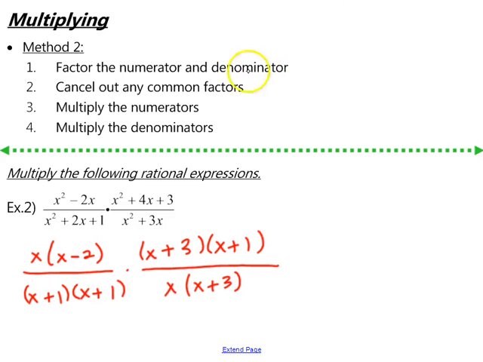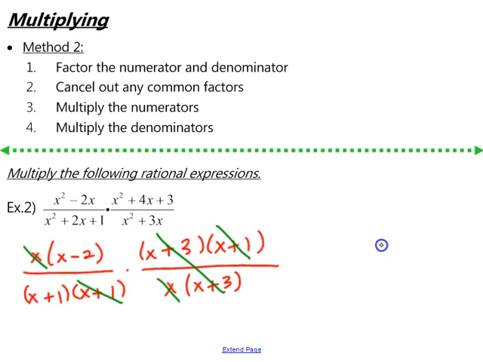So now that we've factored out the numerator and denominator, next we want to cancel out any common factors. So again, I know we have two sets of fractions, but anything that's on the numerator of either fraction can cancel out with the factor that's in the denominator of either fraction. So this x can cancel out with this one, since we have one on top and one on bottom. The x plus 3 and x plus 3, and also one of the x plus 1's down here with the x plus 1 up here.